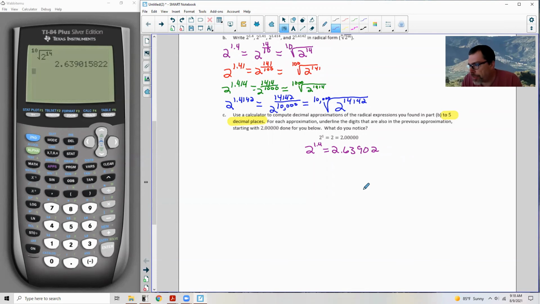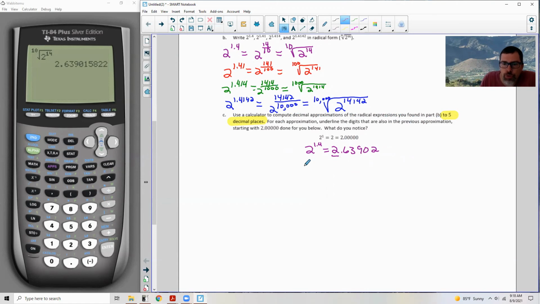Okay, so that's the first one, rounded to 5 decimal places. It says for each approximation, underline the digits that are also in the previous approximation, starting with this here. So this number was here, but nothing else was. 0 is now a 6. That's all I underline. That's what they mean there.